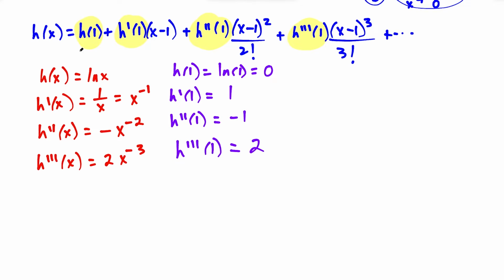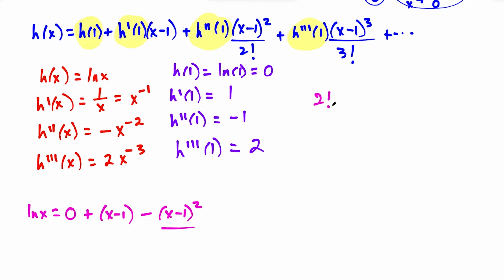So now we can plug into the formula here. We have h of x is natural log x, and this is equal to h of 1, which is 0, and then plus h prime of 1, which is equal to 1. So we have 1 times x minus 1. And then next we have plus h double prime of 1, and that's equal to -1. So I'm going to have minus, and we have x minus 1 to the second over 2 factorial.